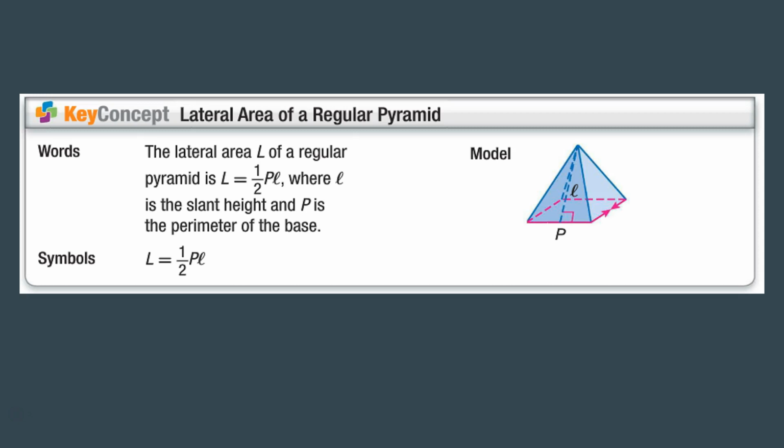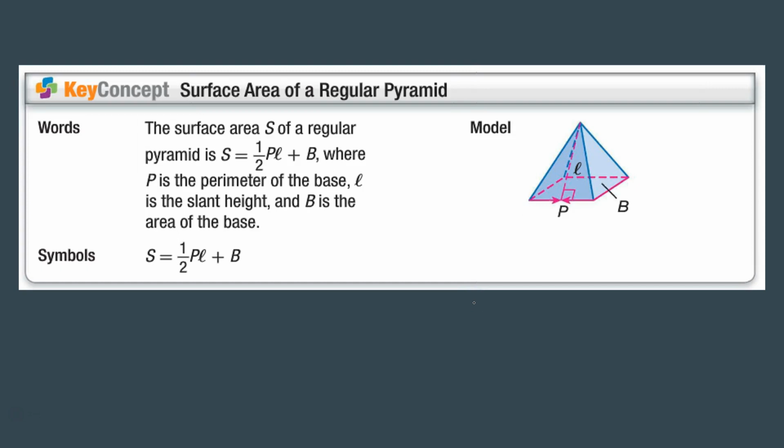The lateral area L of a regular pyramid is L equals 1/2 P times L, where L is the slant height and P is the perimeter of the base. So the slant height we're talking about right here is that dotted line to show that height, and it's at 90 degrees. So we've got to account for that. But we also have to account for the perimeter of the base, which is the area in here. This is the area of the base. So to find the lateral area of a regular pyramid, L is equal to 1/2 P times L.